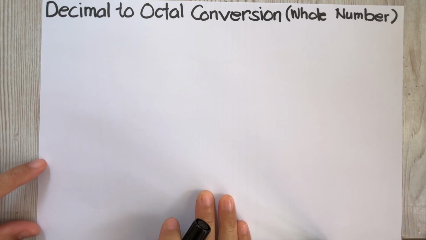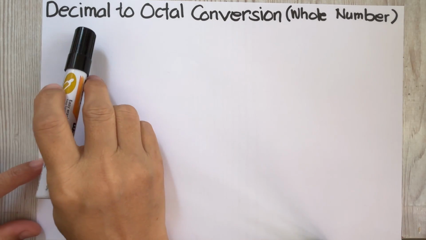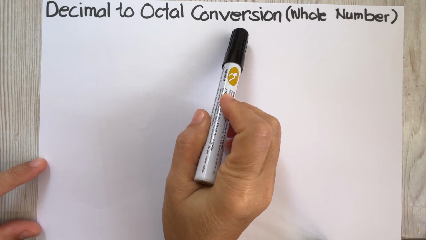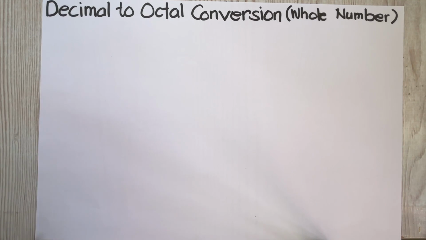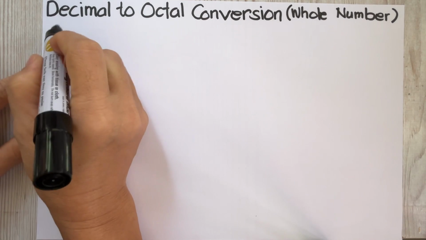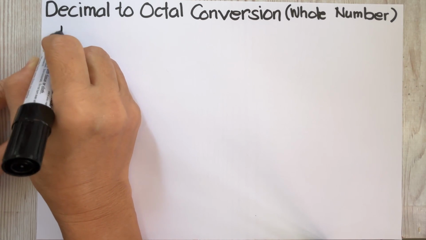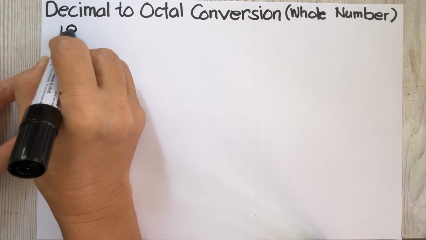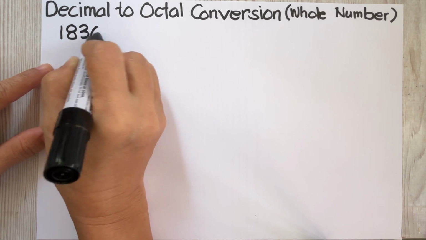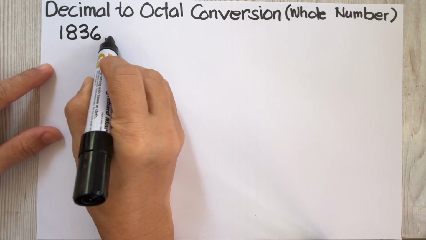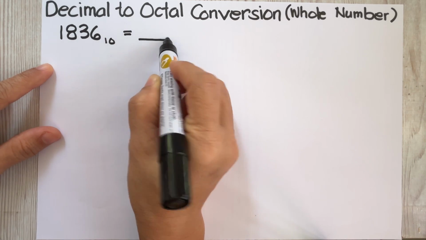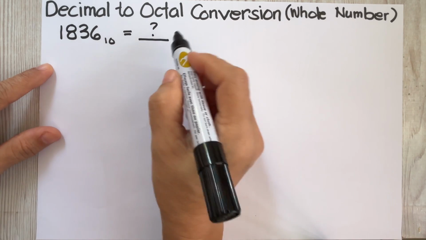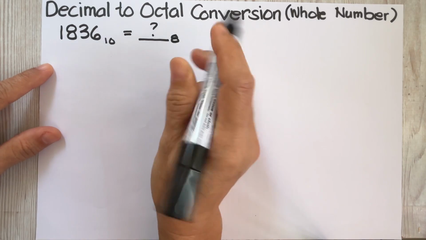This is a demonstration of how to convert a decimal number to its octal equivalent for whole numbers. Let's say, for example, we have the decimal number 1836. So that is base 10 because decimal is in base 10. So we will find its octal equivalent.